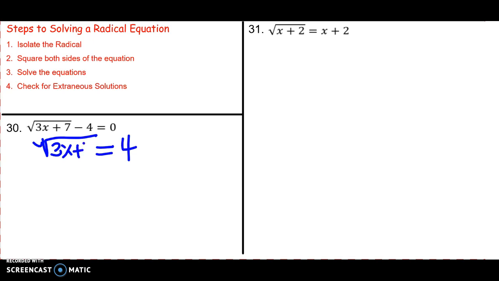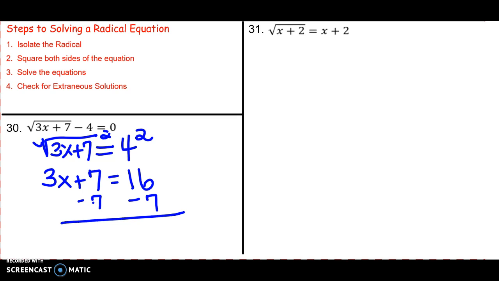the square root of 3x plus 7. Okay, now remember, to get rid of the radical, step 2 says we need to square both sides of our equation. Those are going to cancel out, and we'll be left with 3x plus 7 equal to 4 squared, which is 16. And now we're going to solve this simple equation. We're going to subtract 7 on both sides of the equation. And then we're going to divide by 3 on both sides. And that leaves us with x equals 3.